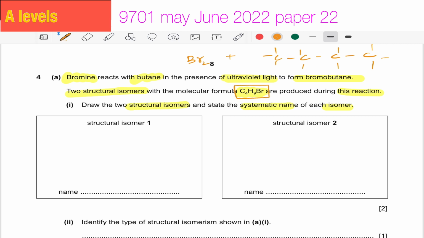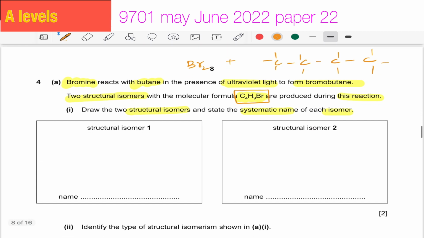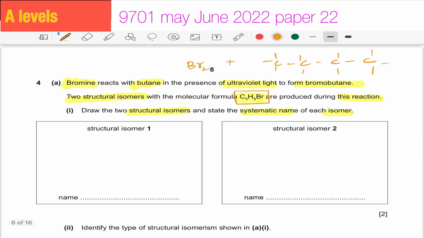This is C4H9Br. So that means one of the hydrogen atoms is being displaced, right? And if we displace hydrogen atoms from butane, how many different C4H9Br can we get? For example, if we replace hydrogen from this first carbon atom, so let's suppose we get a Br on this carbon atom. So that would be 1, 2, 3, 4, 1-bromobutane. And if we replace hydrogen from the second carbon, then we get Br on the second carbon atom. In that case, that would be 2-bromobutane.